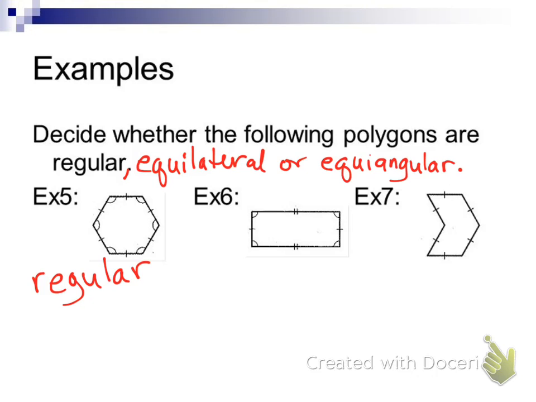All right, number 6, sides, angles, or both? Angles. The angles are the same, so we call it equiangular. And then number 7, sides, angles, or both? Just the sides, so that's equilateral. Good. Any questions?